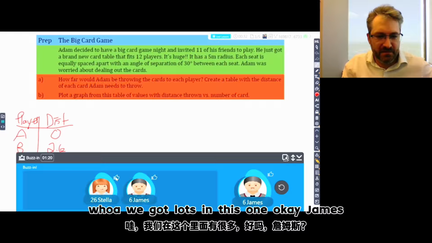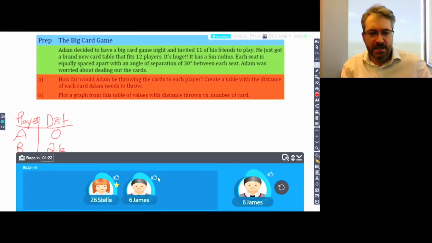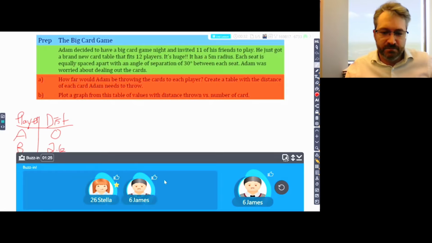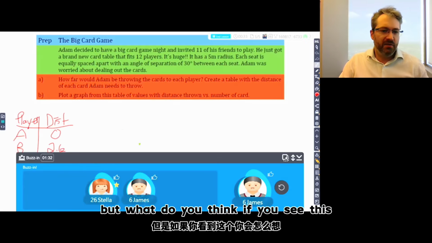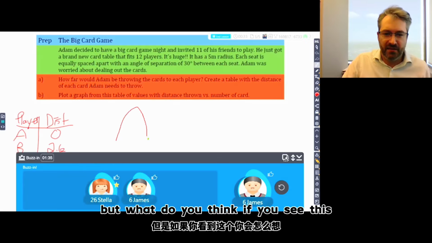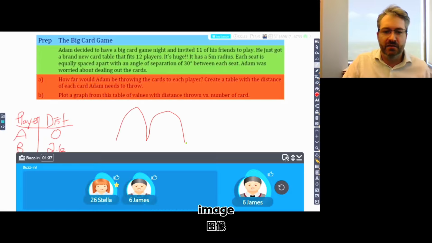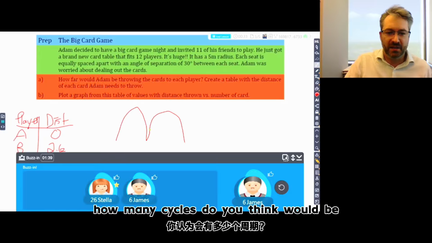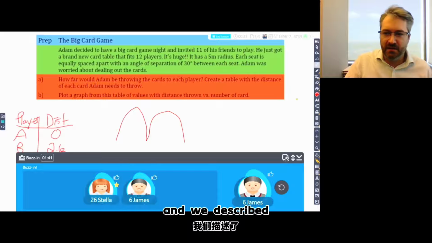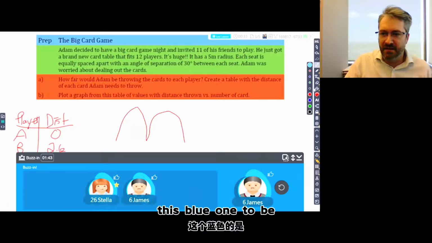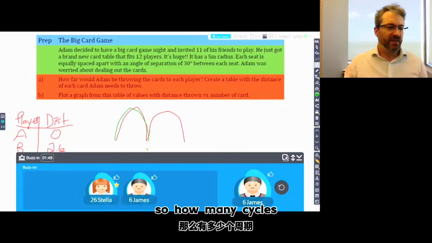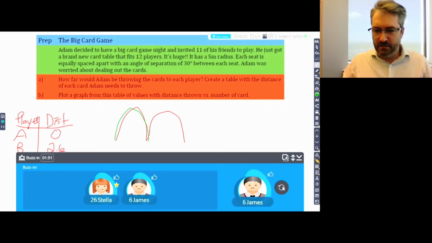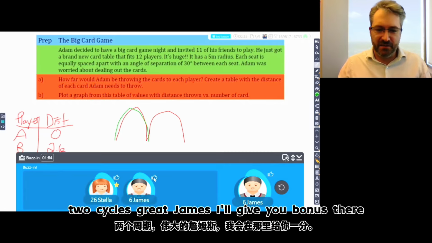Okay, James. I forgot to give him 10. That's close to the amount of players. But what do you think, if you see this image, how many cycles do you think would be? And we described this blue one, or this green one, to be 1. So how many cycles? Oh, so that's 2 cycles. 2 cycles. Great, James. I'll give you a bonus there.